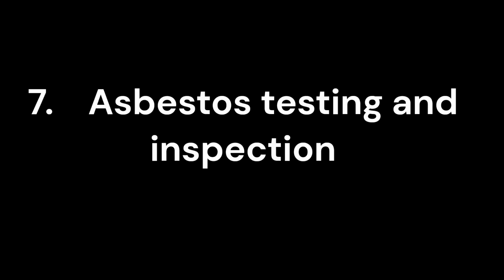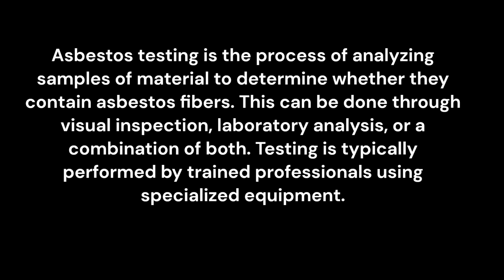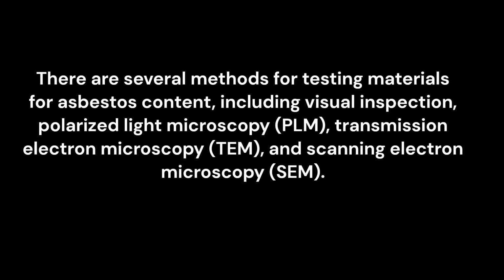Asbestos testing is the process of analyzing samples of material to determine whether they contain asbestos fibers. This can be done through visual inspection, laboratory analysis, or a combination of both. Testing is typically performed by trained professionals using specialized equipment and should be conducted whenever there is a risk of asbestos exposure. There are several methods for testing materials for asbestos content, including visual inspection, polarized light microscopy, PLM, transmission electron microscopy, TEM, and scanning electron microscopy, SEM.